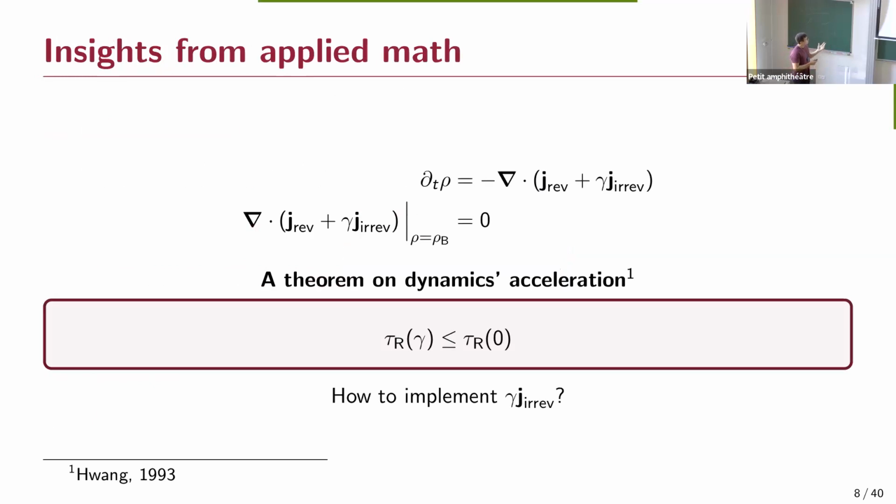First of all, I would like to start from an insight from applied math, which states that if you take the usual dynamics you have for the evolution of your probability density function with a certain reversible current, the one that I showed before for the evolution of the Brownian dynamics, and you add an irreversible part with the condition that its divergence evaluated in the Boltzmann distribution is still 0, so that you ensure the correct steady state, then the dynamics is accelerated in the sense that the relaxation time, when the current is turned on, is always smaller or equal to the relaxation time of the equilibrium case.